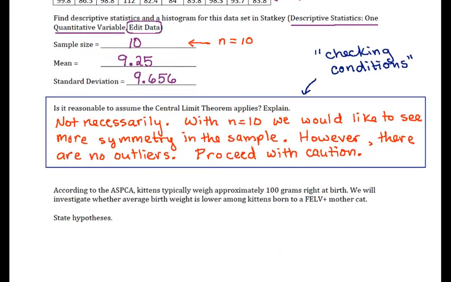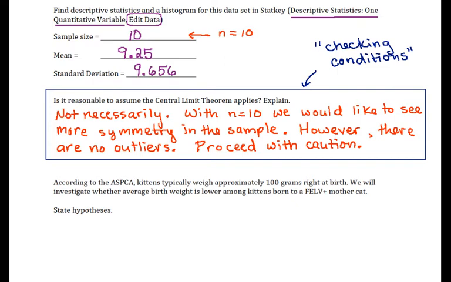All right, so according to the ASPCA, kittens typically weigh approximately 100 grams right at birth. So we're going to investigate whether average birth weight is lower among kittens born to a FeLV positive mother cat. My null hypothesis is that they are the same, that in fact the mean mu of all kitten weights born to a FeLV positive mother is still 100 grams. The alternative hypothesis is that the birth weights are lower, so that mu is less than 100.